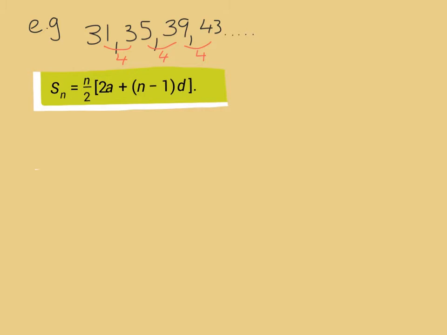Okay, so we're just going to take an example here and maybe it'll explain it a little bit better. So I have the sequence 31, 35, 39, 43. And we know that that's linear because we can see that the difference between each one is 4. So I write down my d, which is 4, and my a, my first term, which is 31. Then I'm going to substitute it in. So that's my step 1: write down your d and your a.